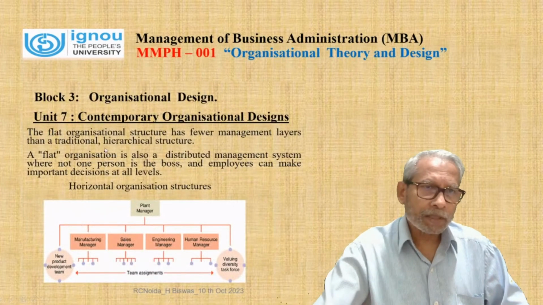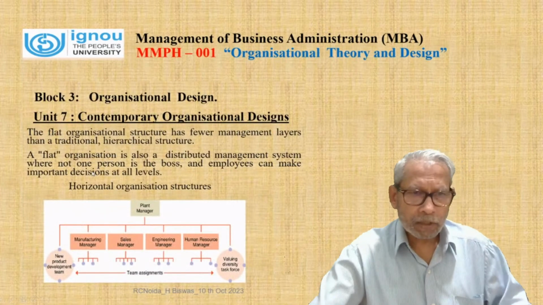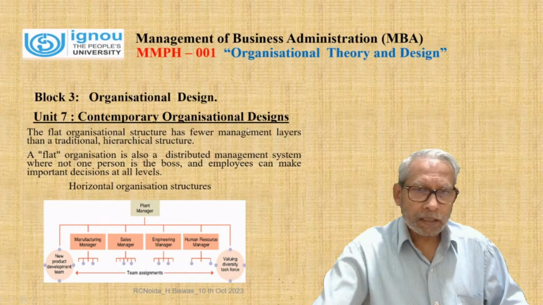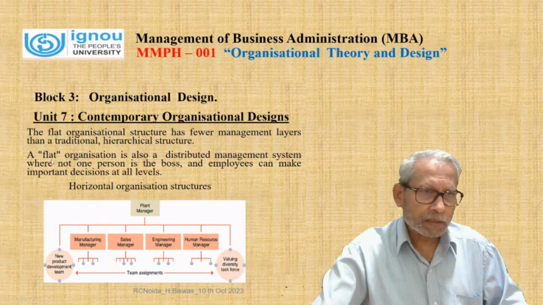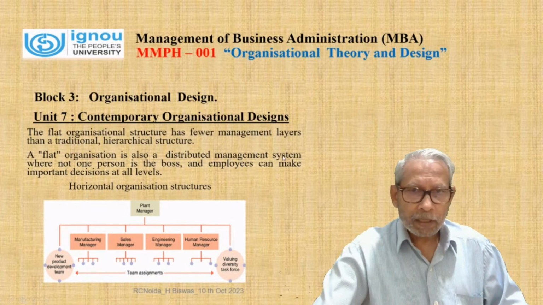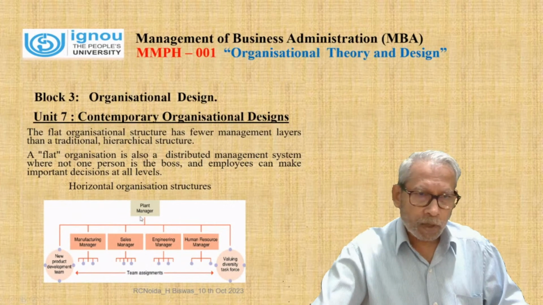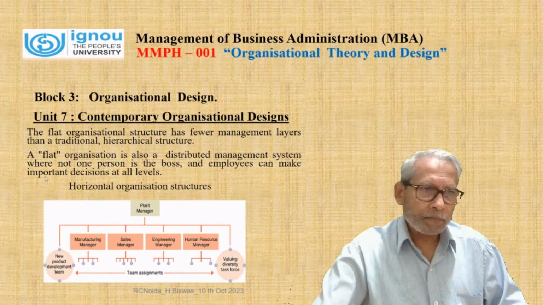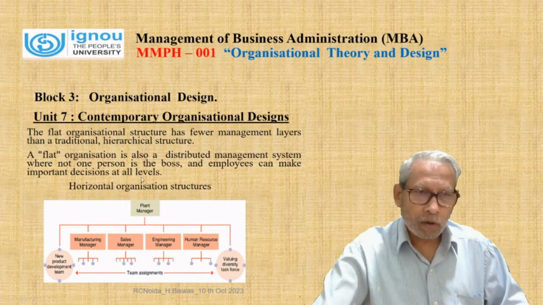Now we see one diagram that is much clearer. This is the horizontal organizational structure. That is, you see the management systems. This is a flat organization. This is also a distributed management system, where not one person, not any one boss, is in charge. The employees can make important decisions at all levels.